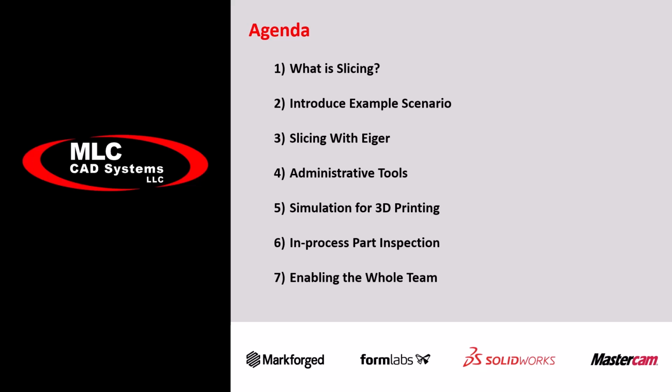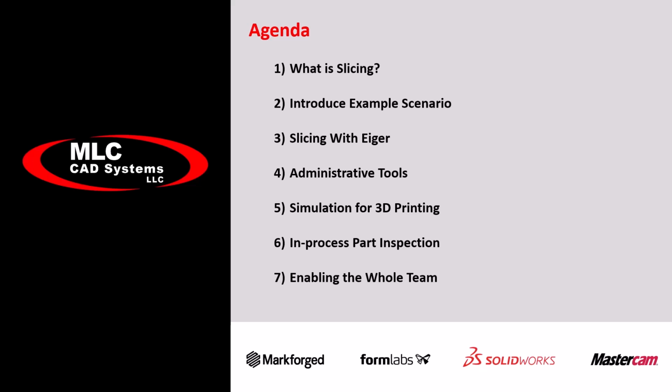But for today, I thought it would be a bit more interesting for myself and for you guys if we went through an example scenario. And that way, we're not just droning on about the features and what they are. We're actually showing how they can be used to make life easier and speed things up. And during that process, we're going to more or less follow the order that we have here. And so we'll start simple with a very quick definition of slicing. Then we'll introduce our scenario, and then we'll get started slicing with Eiger.